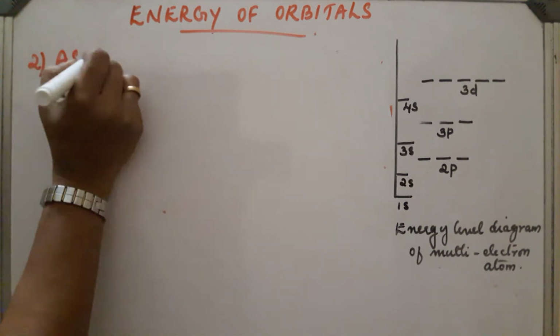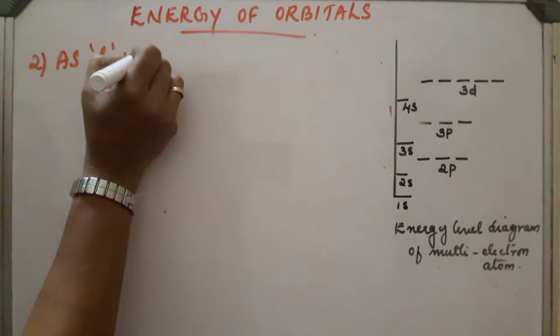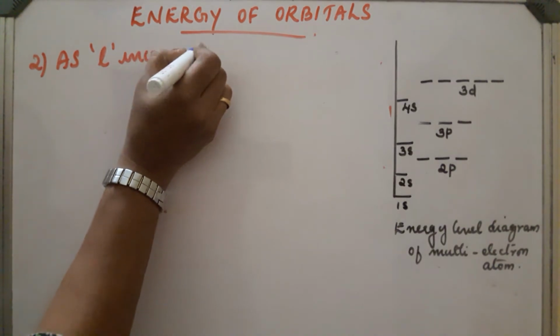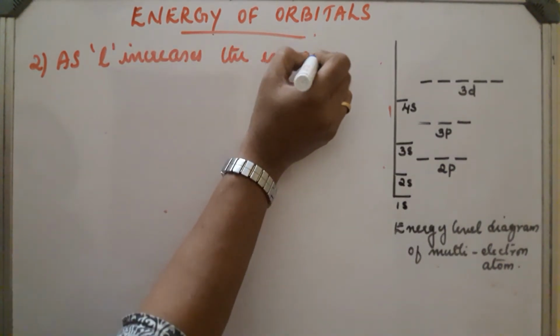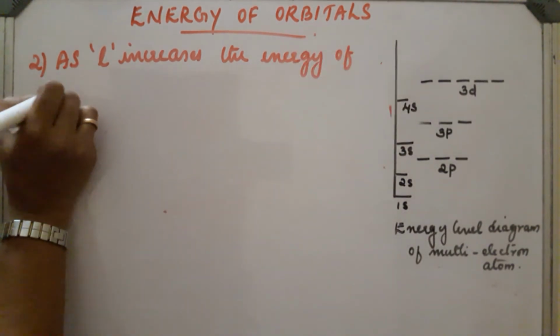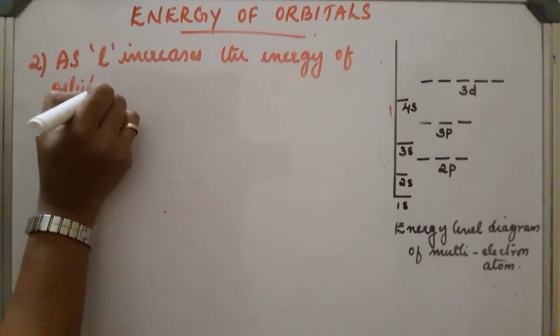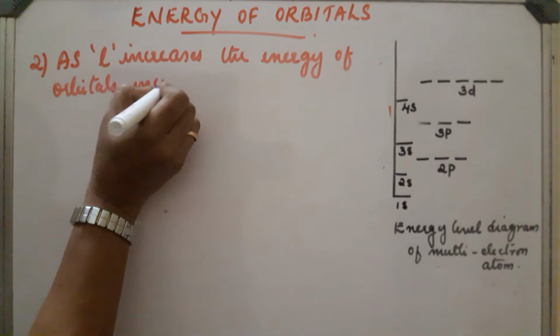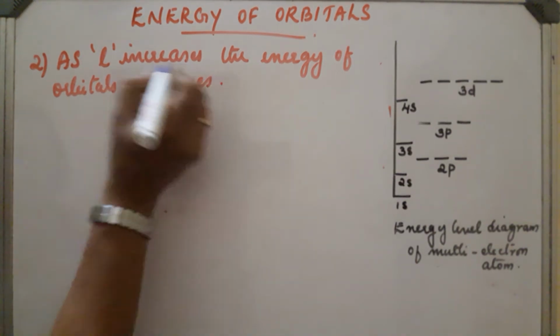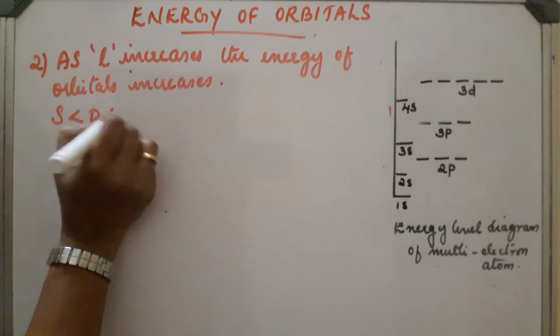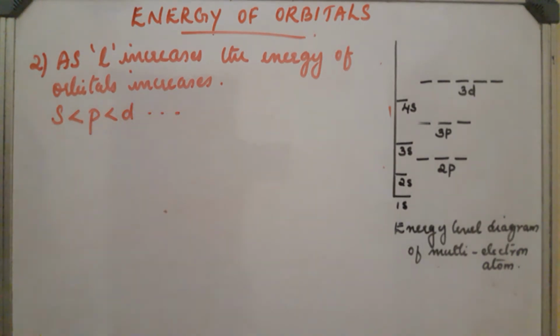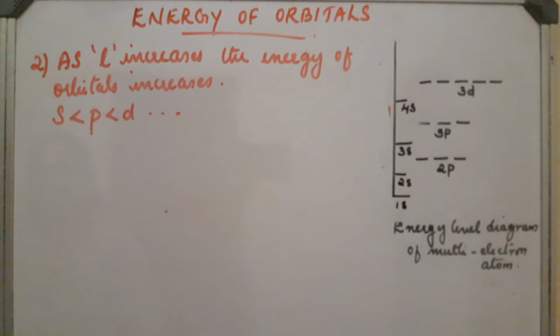As the azimuthal quantum number L increases, the energy of the orbital increases. Okay, the energy of orbitals increases. That is, s has the least energy, then p, then d, etc. So if L is equal to 0, it means the s orbital, which has less energy, and so on.